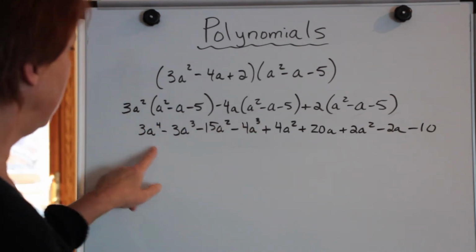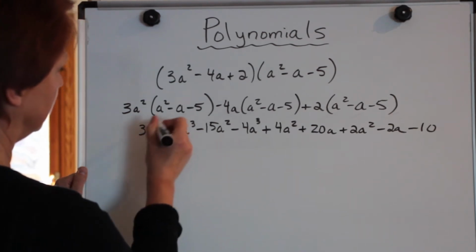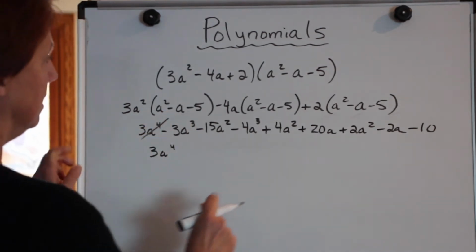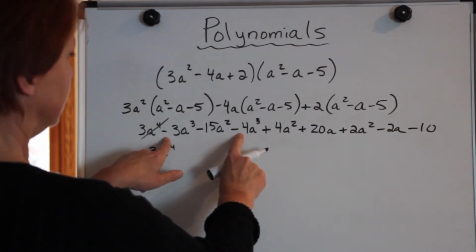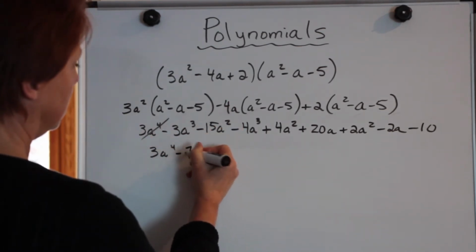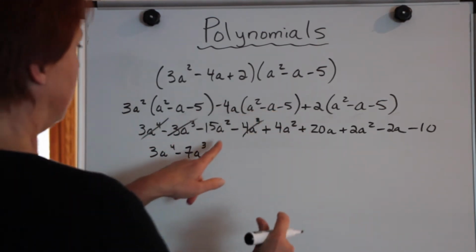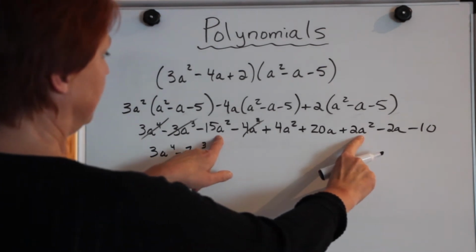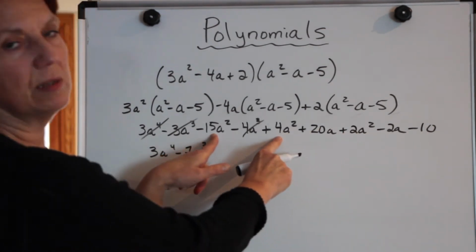Okay, now we're going to combine our like terms. So the 3a to the 4th, that's the only power of 4 I have. We've got 2 terms to the power of 3: minus 3 minus 4 is minus 7. We have 3 terms to the power of 2. So minus 15 plus 4 is minus 11.